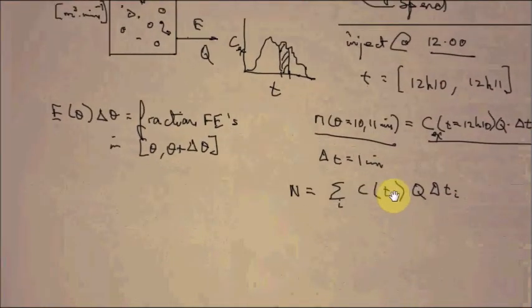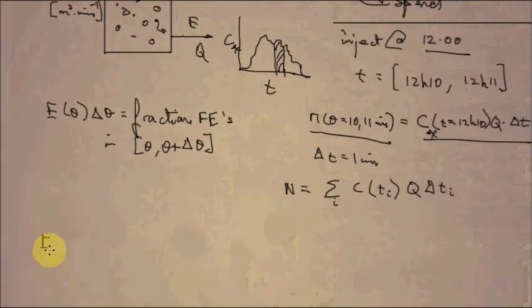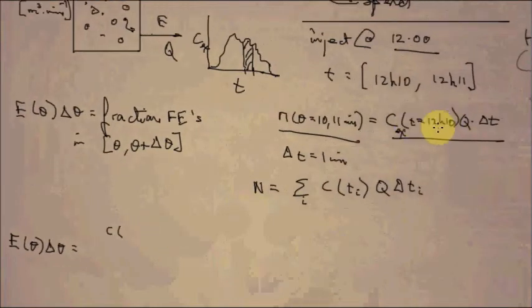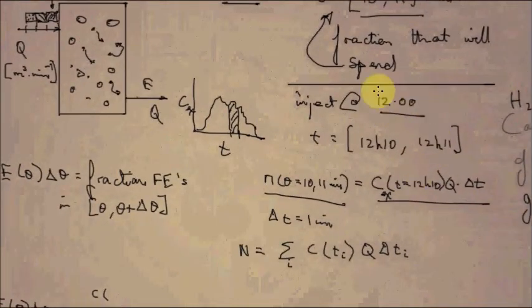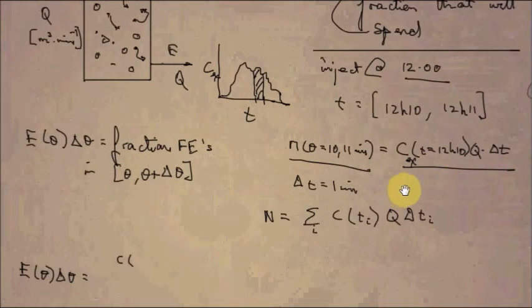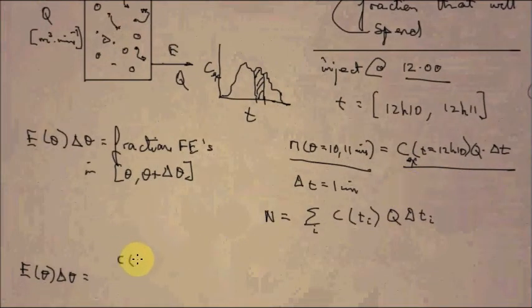So the fraction we are looking for, we can say E of theta delta theta is equal to the number of moles of that specific range. So that's going to be C, and you see here we've got time. And of course we just have to subtract this time from the injection time. So the injection time, the inlet time, was 12 here, so 12 o'clock, and we just subtract that from there, and we can get that to age. So we can say theta equals T minus T naught.